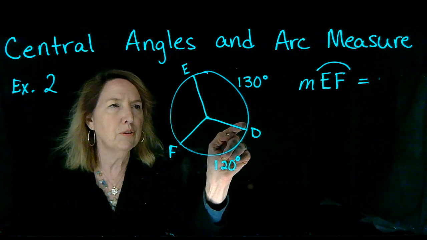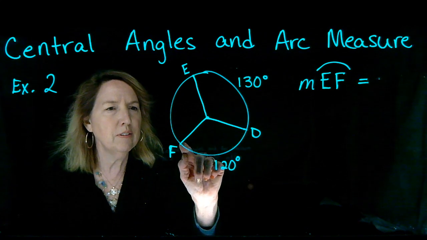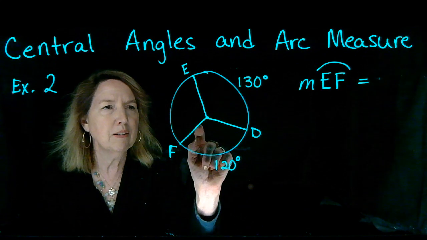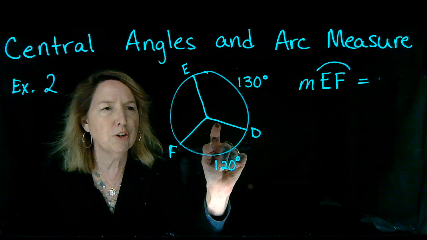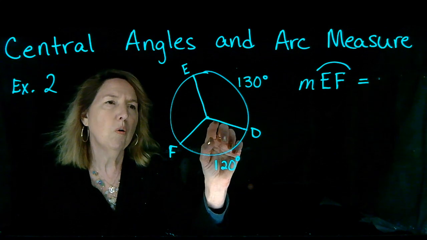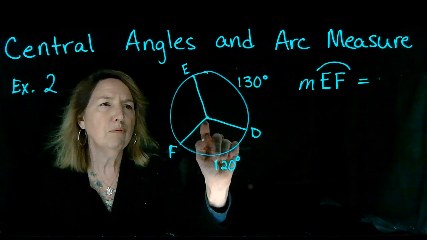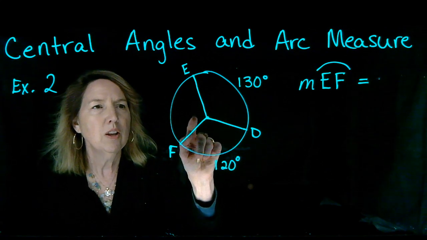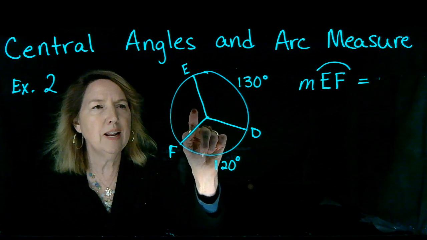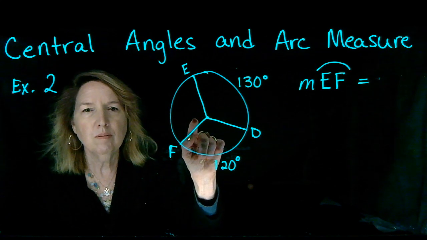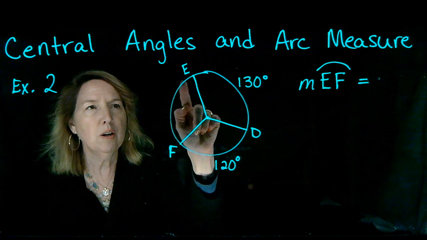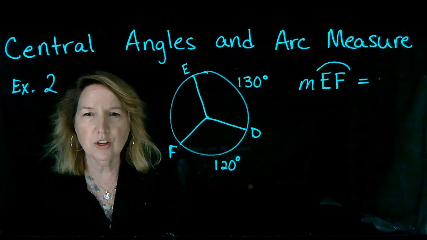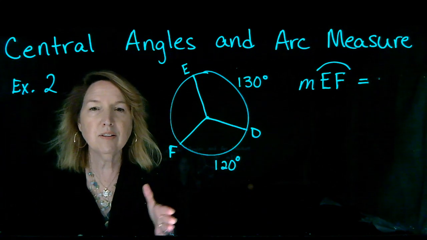This measure is 130. This one, this arc measure, is labeled as 120 degrees, which means this central angle is also 120. And I just want to point out that if these three angles all add up to a circle, which is 360 degrees, we can figure out what this missing angle is. And whatever it is, it's the same for the missing arc measure, because they all three would add up to 360 degrees. Now, I haven't even talked about what they're asking for on this problem.